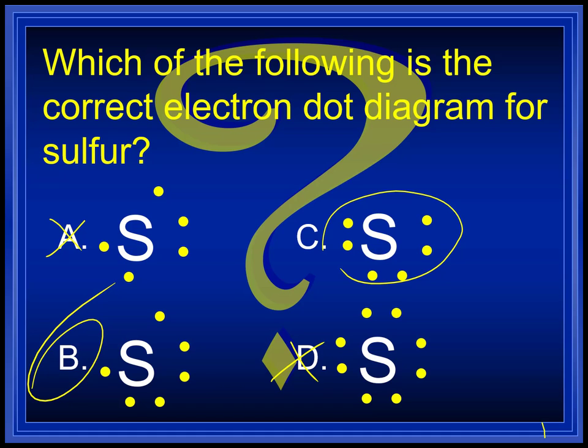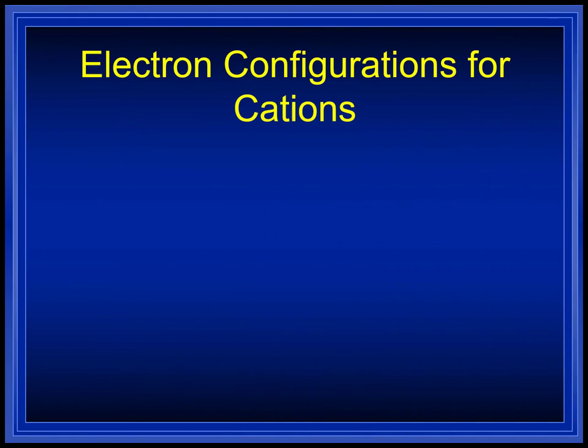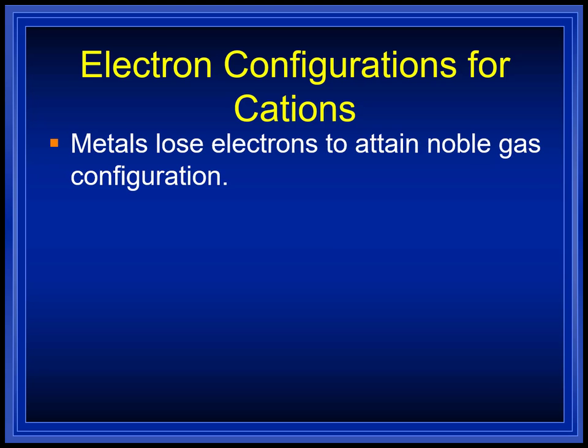Okay? Say, wow, I could do this for homework, right? Okay, why do we do that? Because now we can start talking about how atoms change. Okay, so last chapter, we learned about electron configurations and cations. Because remember, cations are positive, right? And the ones that form cations are metals. The reason why they form cations is to achieve noble gas electron configuration.